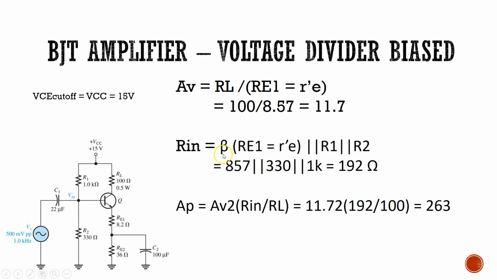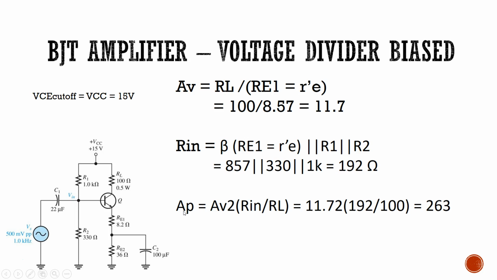RN is beta times RE1 plus R prime E, when I copy and paste it, in parallel with R1, in parallel with R2. So that gives us 857 in parallel with 330, in parallel with 1K, which gives us a total of 192 ohms.